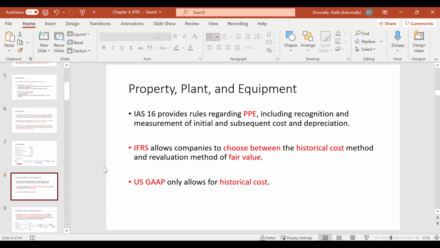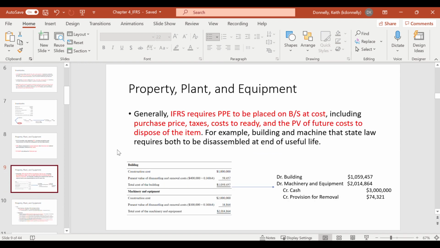Now, the main difference between IFRS and US GAAP is going to be basically how you value it. Under IFRS, you can pick between historical cost, or you can use fair value, kind of a modified revaluation with fair value. In distinction, GAAP, you just pick historical cost.